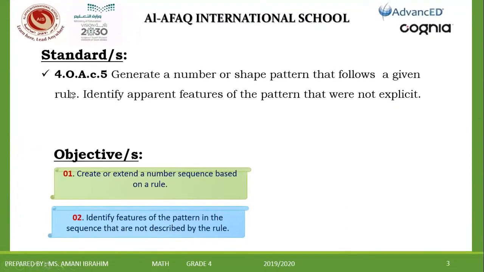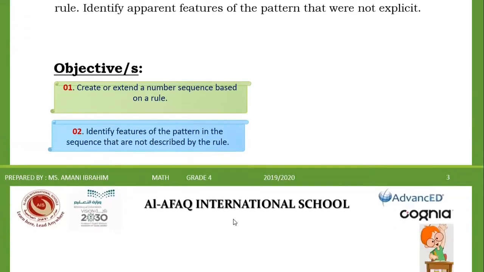Our standard for operations and algebraic thinking: C.5, generate a number or shape pattern that follows a given rule. Identify features of the pattern that weren't explicit. Objectives: first, create or extend a number sequence based on a rule. Second, identify features of the pattern in the sequence that aren't described by the rule.